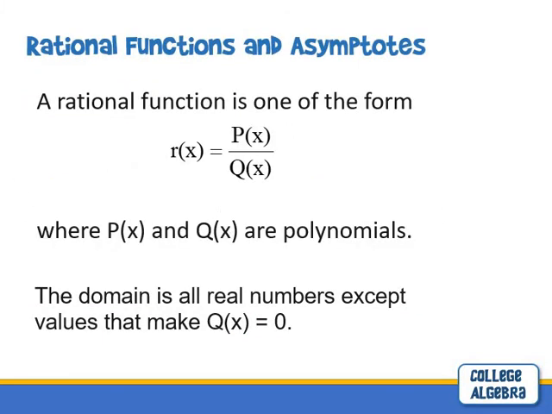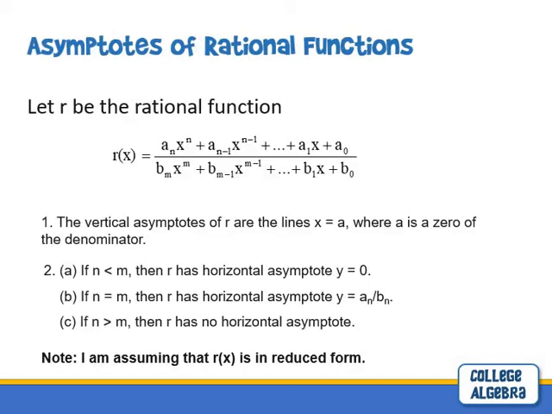So again, a rational function is a ratio of two polynomials, p of x over q of x, where those are both polynomials. And the domain of that is all real numbers except where q of x is 0. And if you want to find the asymptotes, in algebra we can use some rules here to find them. The vertical asymptotes come from when the denominator is 0, assuming, as I have in bold at the bottom, that your polynomials are factored and reduced.